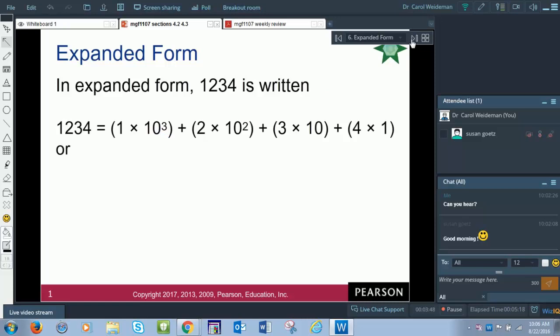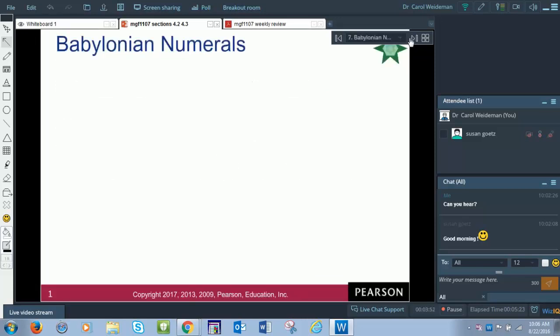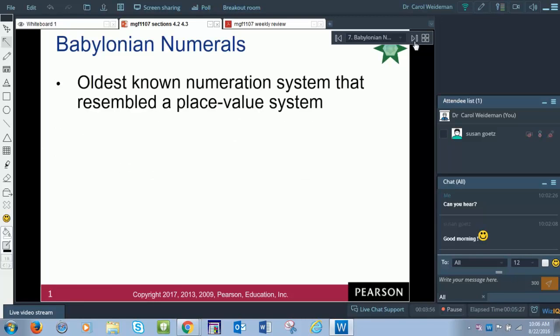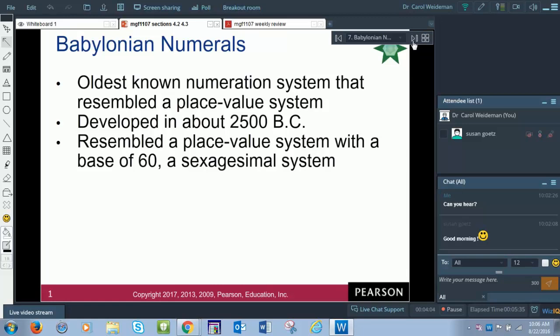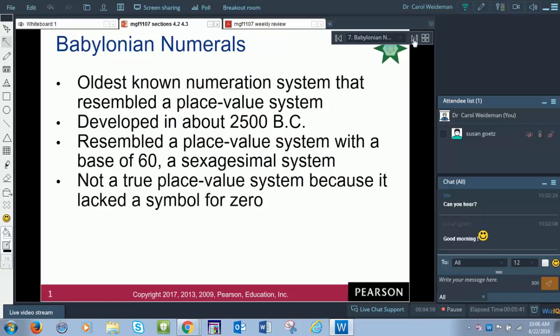So let's look at some other positional value systems. The Babylonians used a system, and this was the oldest system that represented a place value. It was developed about 2500 BC. And it resembled a place value with a base of 60, which is called a sexagesimal system, base 60. And it was not a true place value because it didn't have a symbol for 0.